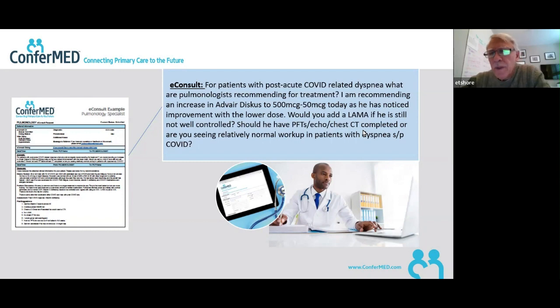And then another question. So this would have been more helpful if basically the question was preceded with a statement, something along the lines of, this is a 45-year-old female who had COVID 6 months ago, was hospitalized or not hospitalized, and is having shortness of breath. The patient's on Advair 250, improving, and I've increased it to 500. And then formulate the questions after that.